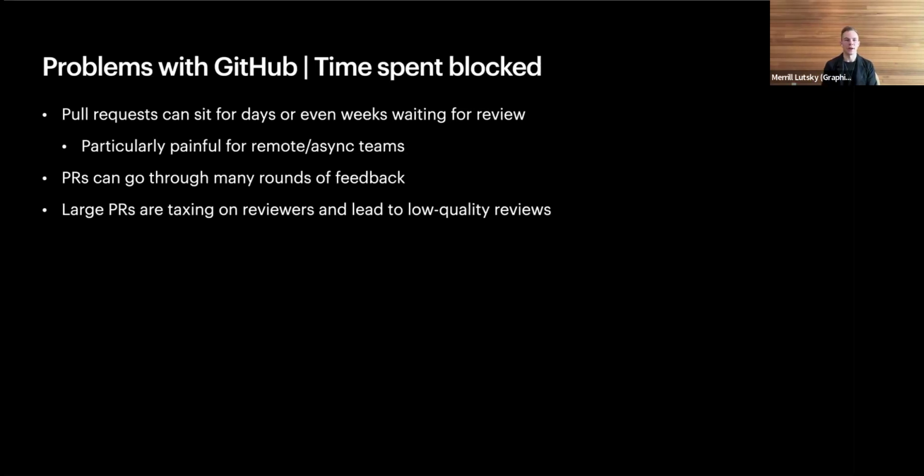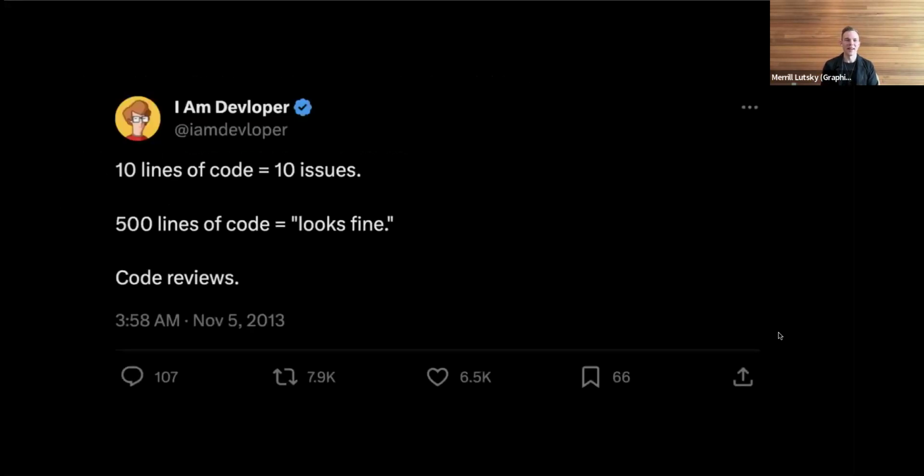And then similarly, PRs can go through many rounds of feedback, especially if they're large. So imagine you have a 24-hour wait time, then multiply that by every single cycle that you have to go through of changes requested and updates pushed, and it quickly becomes a problem. And similarly, large PRs are taxing on the reviewer side as well. There's the meme that I'm sure everyone has seen about the size of PRs and how that affects the quality of code review. This is something that we think about a lot, and that I think is really one of the bigger problems that's emerged with the GitHub workflow.